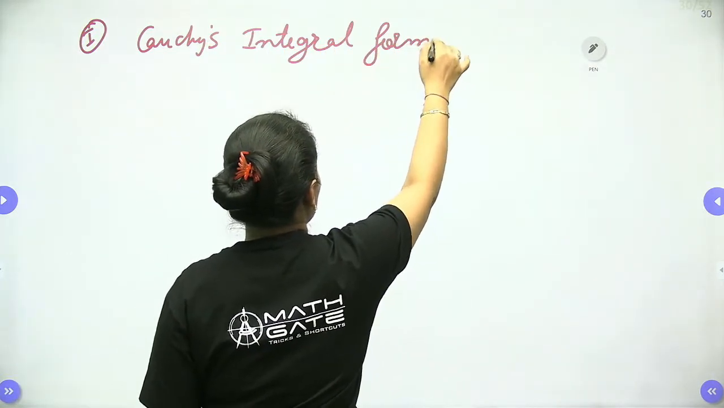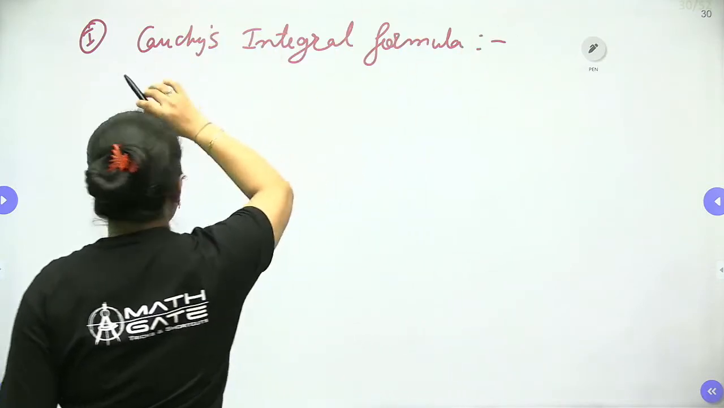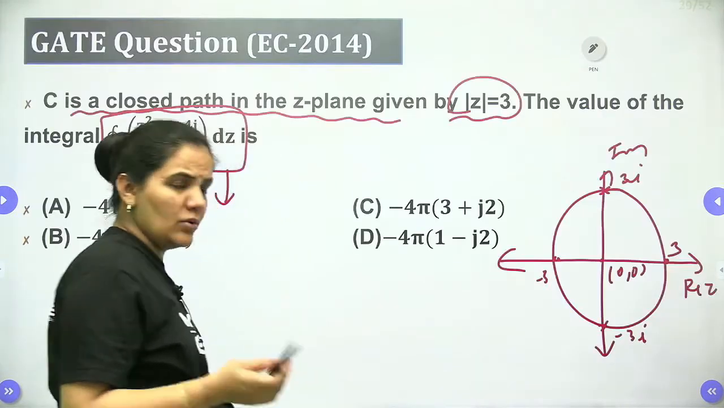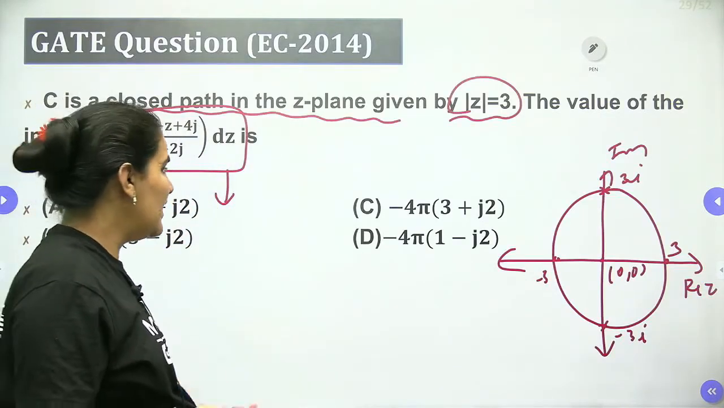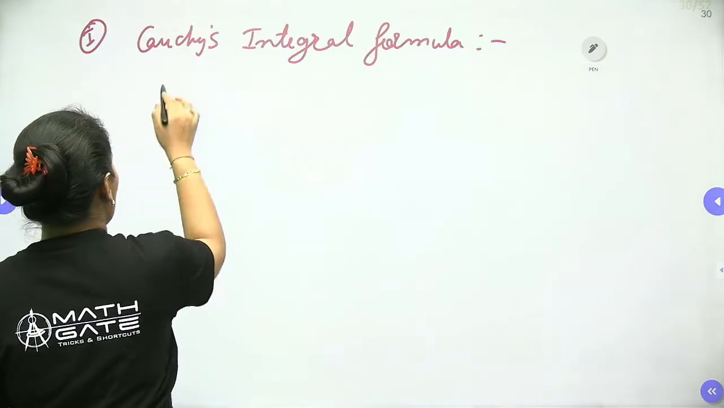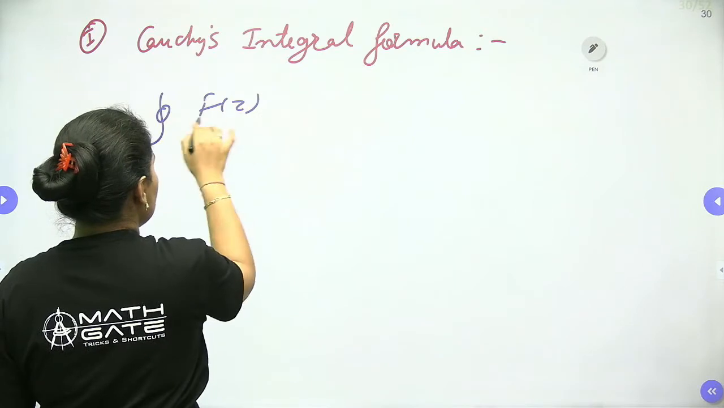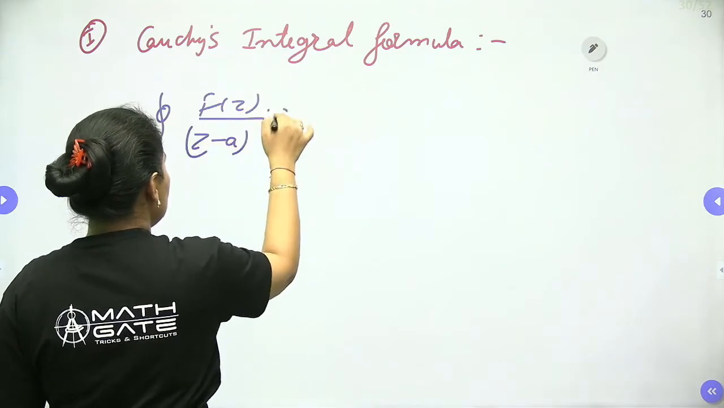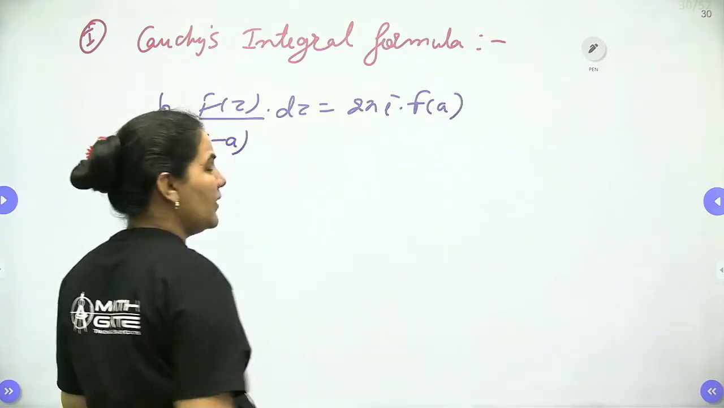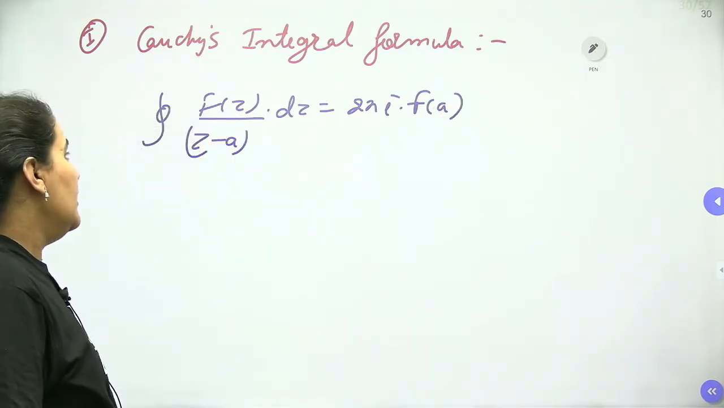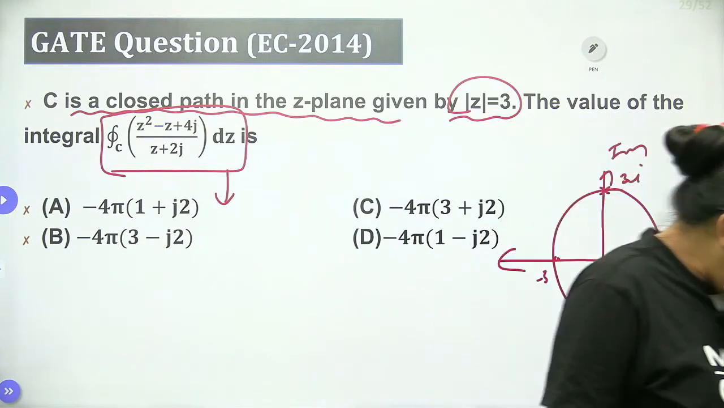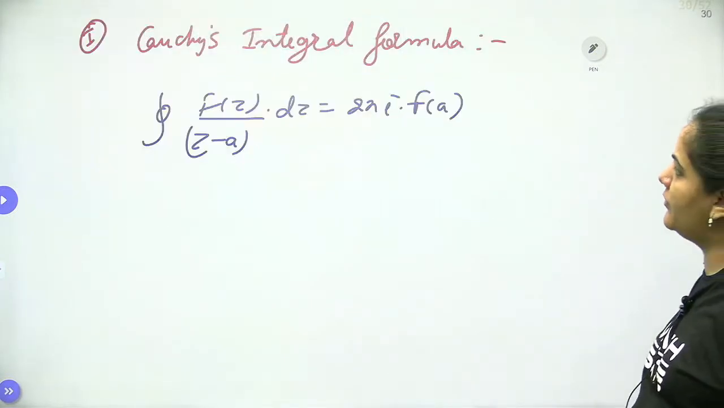If we go with Cauchy's integral formula, it is always easy to approach, as compared to residue, and shorter also. But still, let's see. According to Cauchy's integral formula, the closed integral over C of f(z) by (z minus a) dz is always equal to 2 pi iota into f of a.